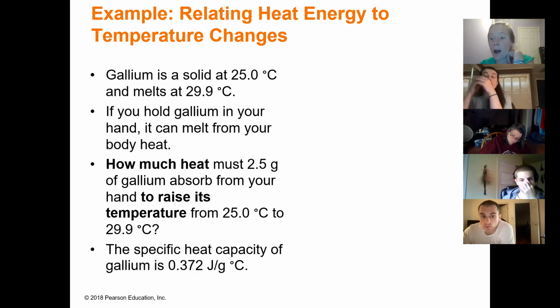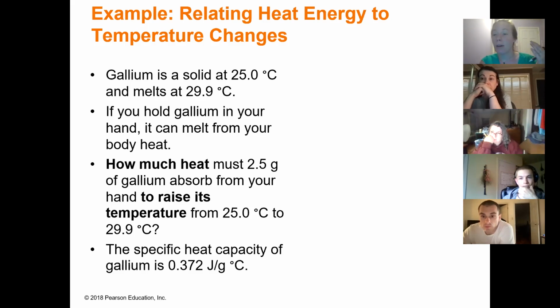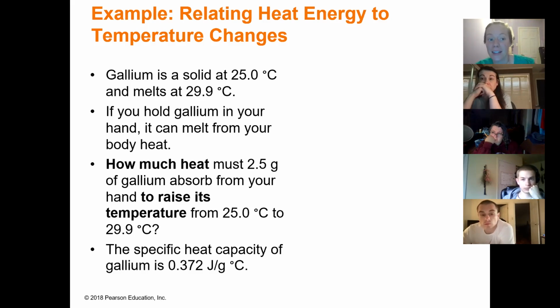So if you were to see a problem like this on a test, you're going to want to pull out Q equals MCΔT. It's talking about heat, changes in temperature, and specific heat capacity, which hasn't been referenced in any other way throughout this section. So right off the bat I would say, I know I need to use Q equals M times C times delta T.